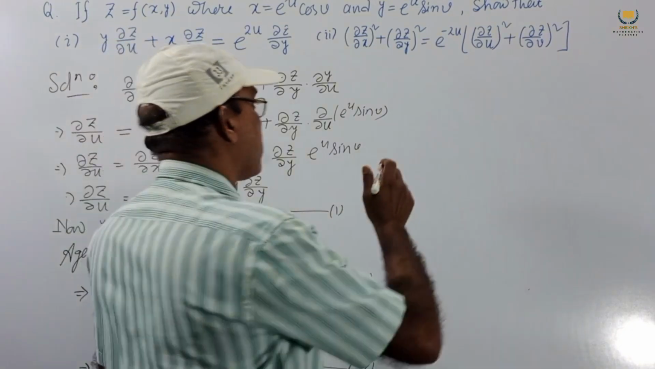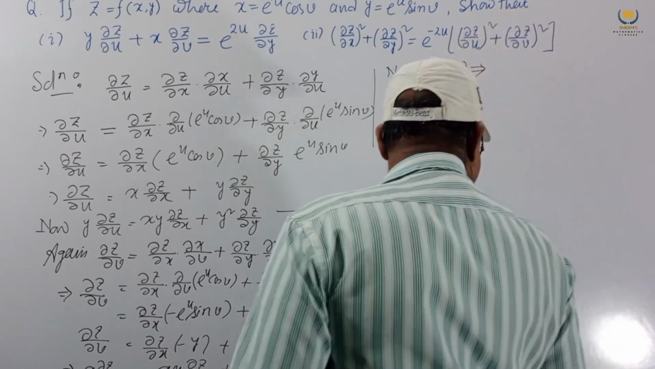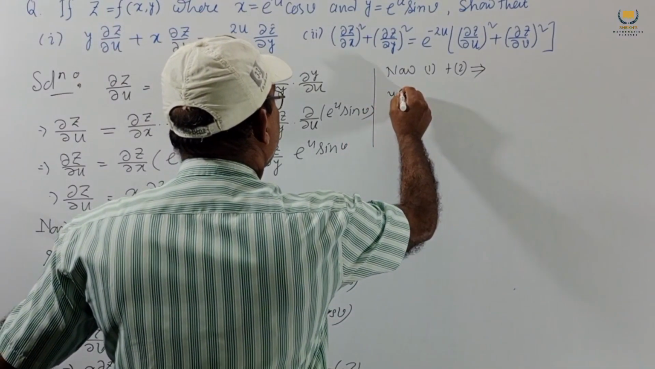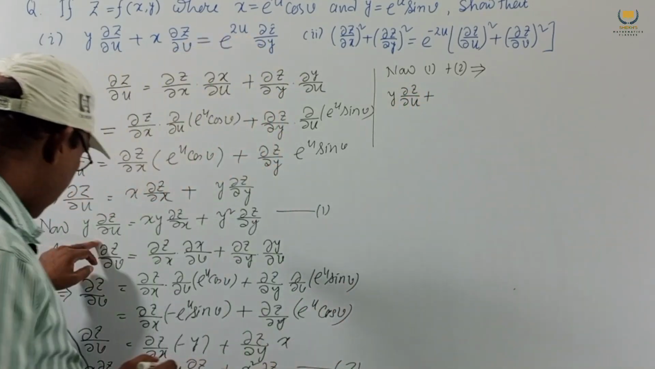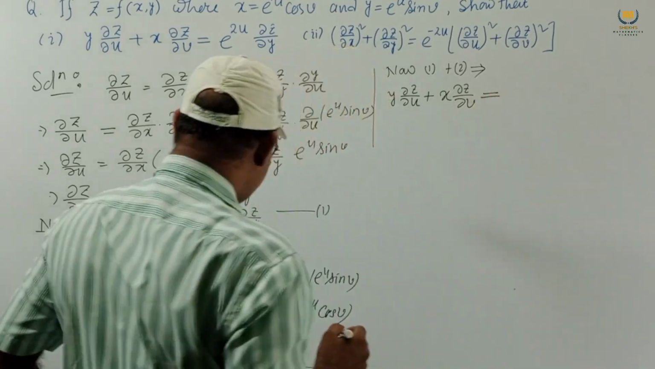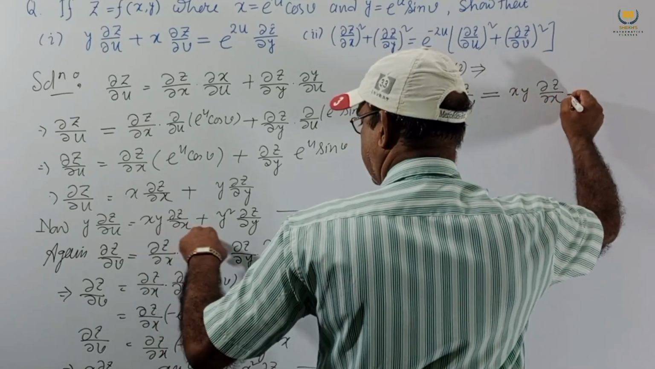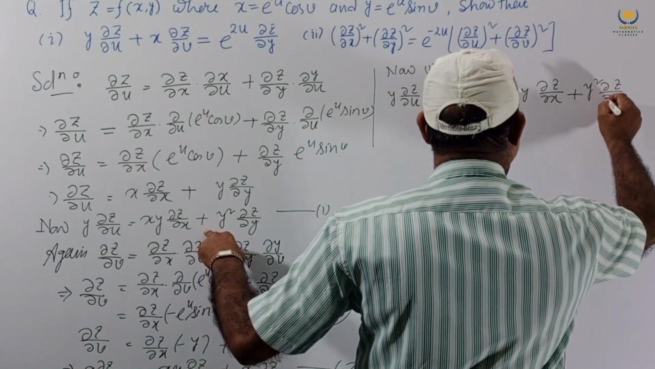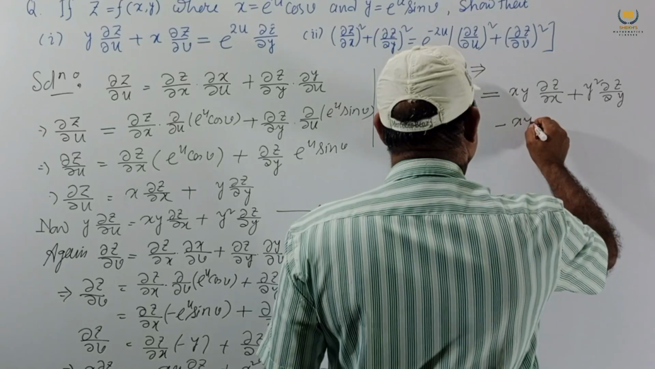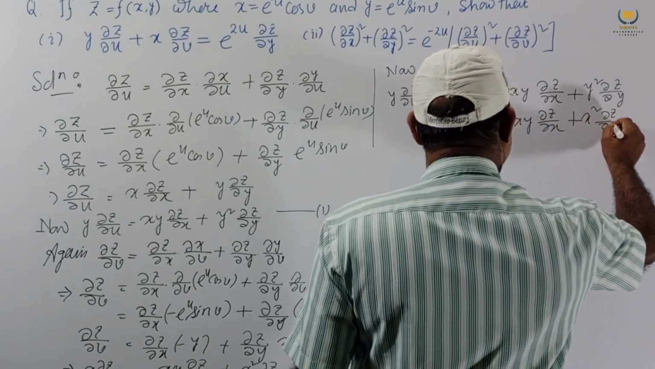Now adding 1 and 2: on the left hand side we have y del z del u plus x del z del v, and on the right hand side xy del z del x plus y square del z del y minus xy del z del x plus x square del z del y. We get this.